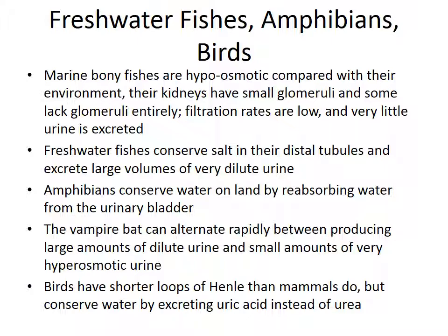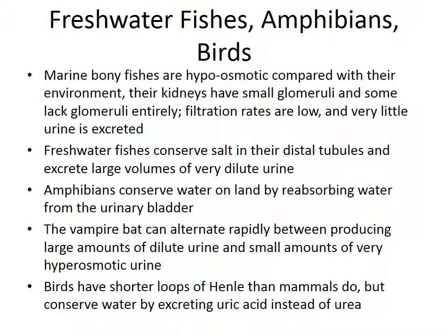Marine bony fishes are hypoosmotic compared with their environment. Their kidneys have small glomeruli. Some fishes actually lack glomeruli entirely. Filtration rates are low, and very little urine is excreted, like we saw in the early slides. Freshwater fishes conserve salt in their distal tubules, and they excrete large amounts of very dilute urine. Amphibians, when they're on land, conserve water by reabsorbing water from the urinary bladder.